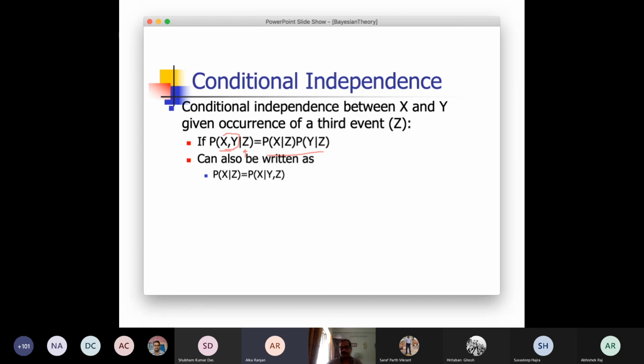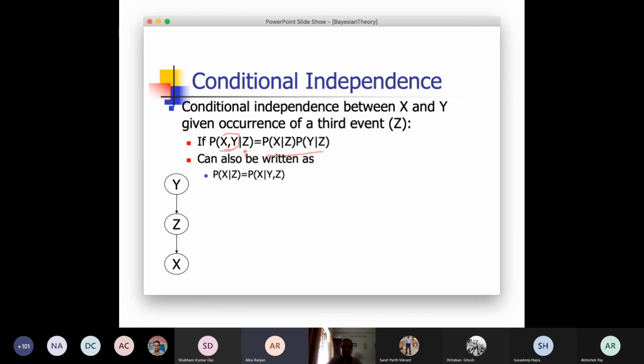Previously also you have seen how the independence of random variables is expressed in terms of conditional probability. Here also it means that the conditional probability of x given z does not depend on the occurrence of y. So that is what is expressed in this. They are all equivalent.